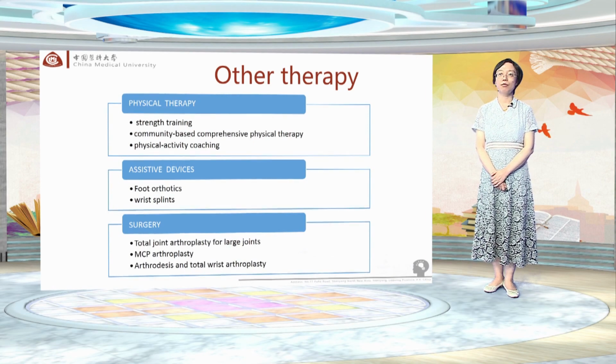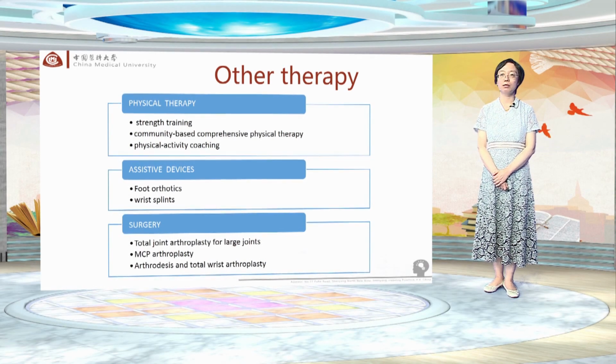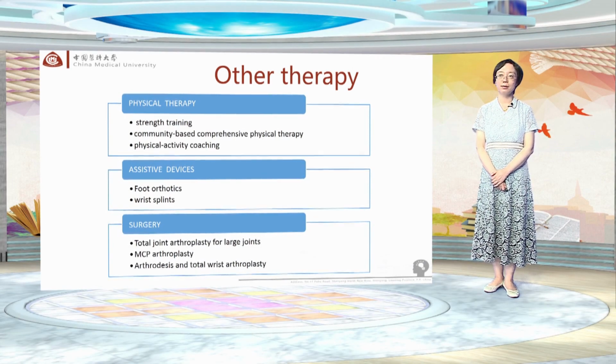Foot orthotics for painful valgus deformity decrease foot pain and resulting disability and functional limitations. Judicious use of wrist splints can also decrease pain. However, their benefits may be offset by decreased dexterity and a variable effect on grip strength.